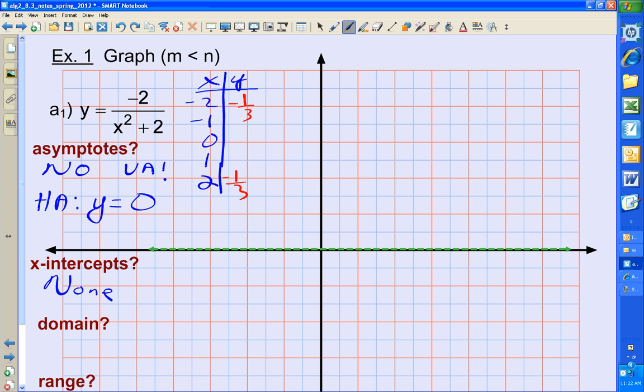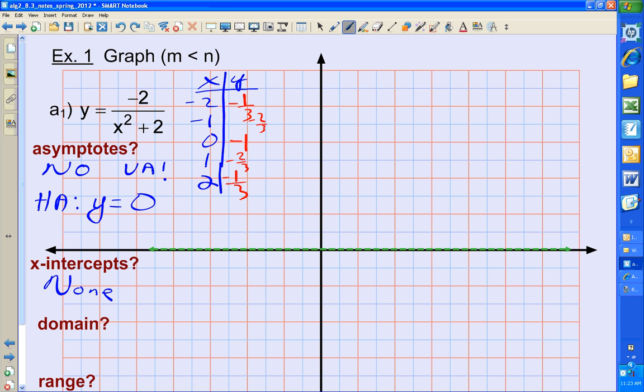Sarah, how about negative 1? If I were to plug in a negative 1 here, on the bottom you get 3. Yes. Negative 2 over 3 would be for negative 1 and for 1. Okay. Spence, how about the 0? If I throw a 0 in for x, what would you get for the y value? Negative 1. Good job.